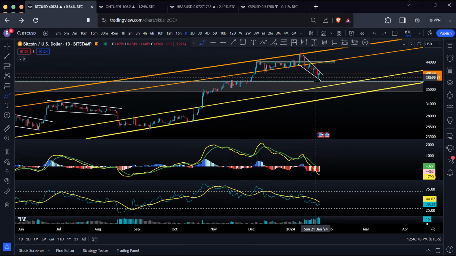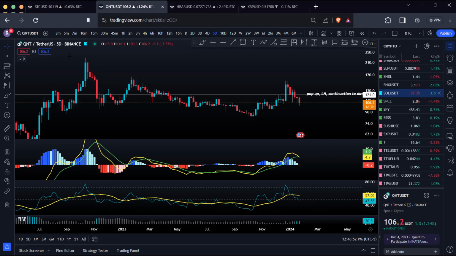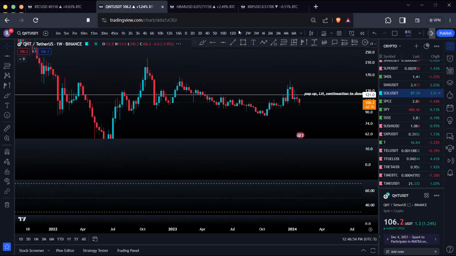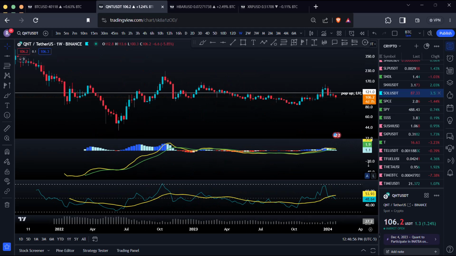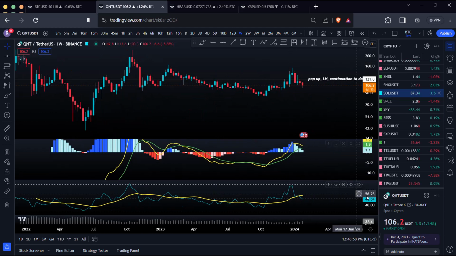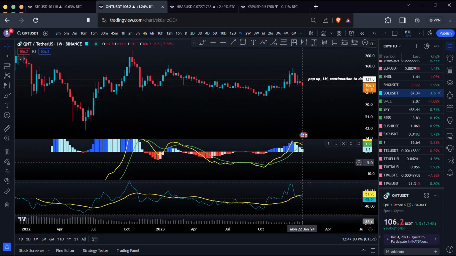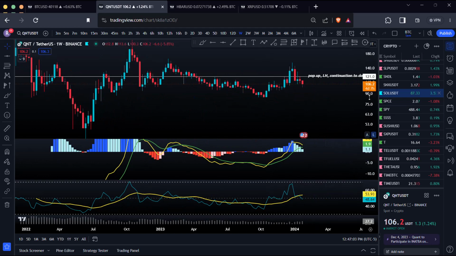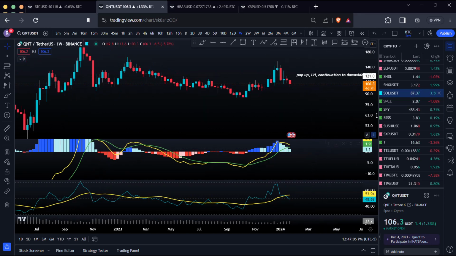So because we're going to have somewhat of a short-term pump to the upside, lower high, and continuation to the downside, I now look at Quant. All right, and the first thing I see on Quant, we go to the weekly. Well, we're looking at the MACD and we're looking at the RSI. Does it look like the MACD is about to golden cross? Or does it look like it's about to death cross? It looks like it's about to death cross.